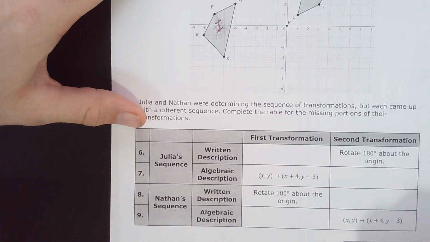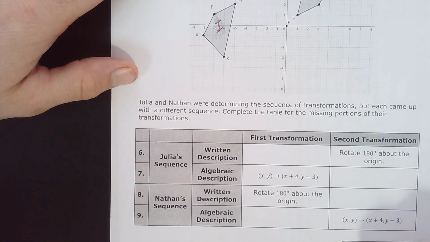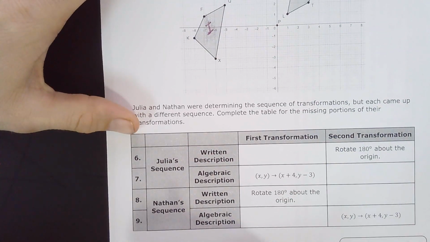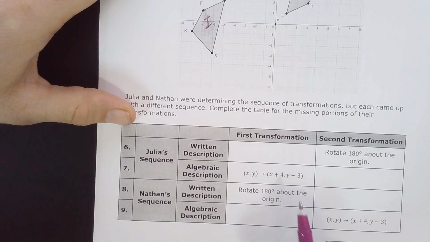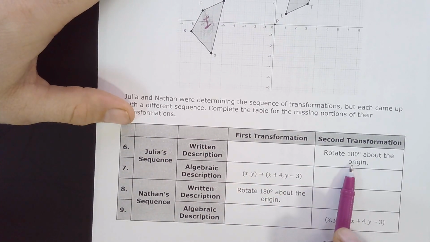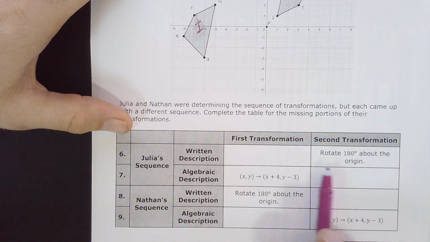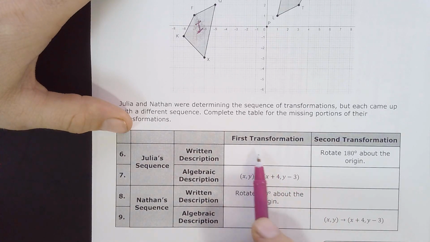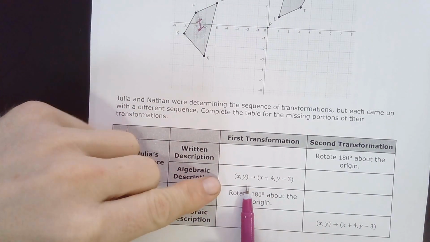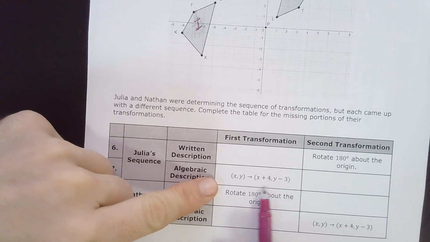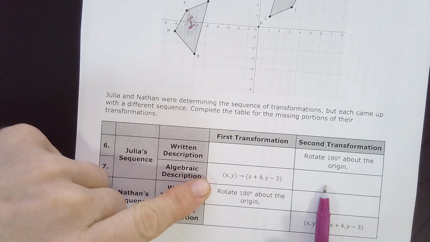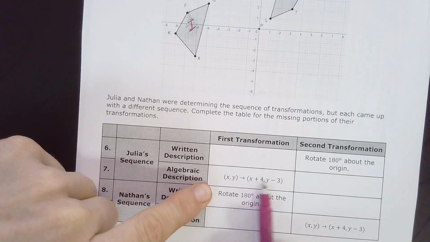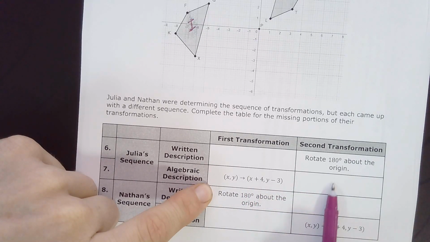These two people wrote sequence transformations, but they came up with a different sequence. Complete the table to see what's missing. All right. Well, a written description for a rotate about the origin, right? This is asking for written description and algebraic descriptions. This is pretty easy, right? And now, it looks like this one's missing an algebraic description, and this one's missing a written description for the first and second transformations.